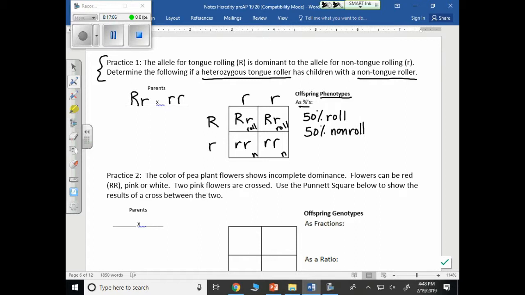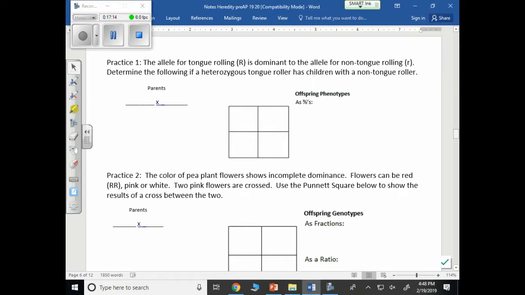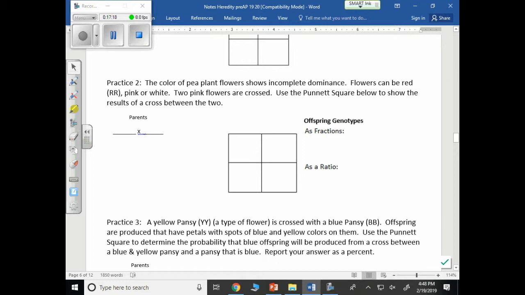All right, let's go down to the next one. It says the color of pea plant flowers shows incomplete dominance. Flowers can be red, pink, or white. Two pink flowers are crossed. So now let's analyze what they're giving us here.